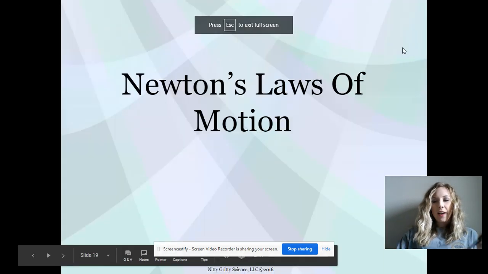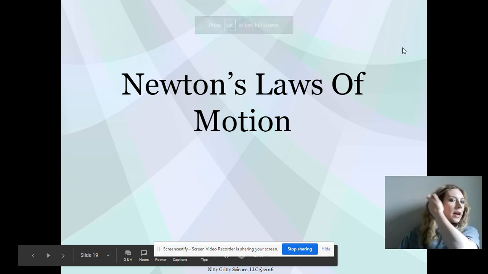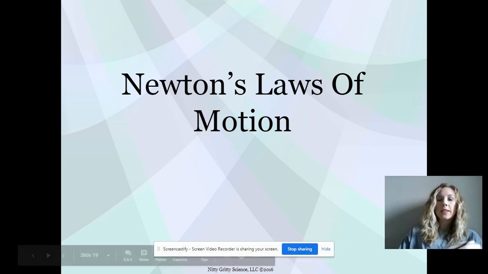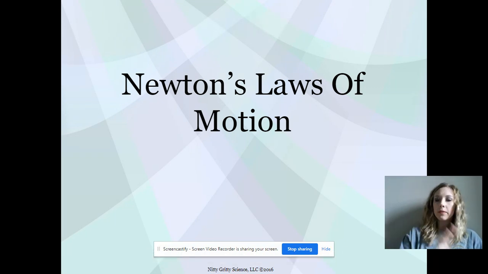Hi guys. So I just wanted to get on here and explain some of the stuff about Newton's laws of motion. So far we've talked about how objects move. We've talked about displacement and velocity and acceleration. We haven't really talked about the why. And so that is where we get into Newton's laws of motion.